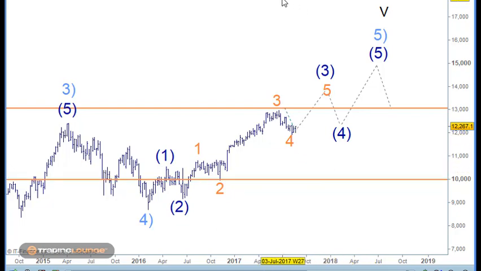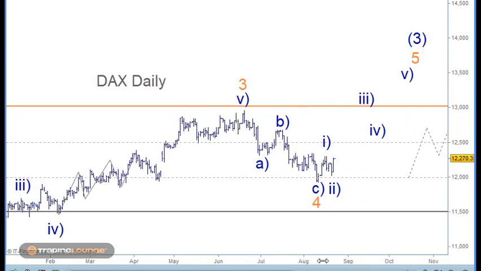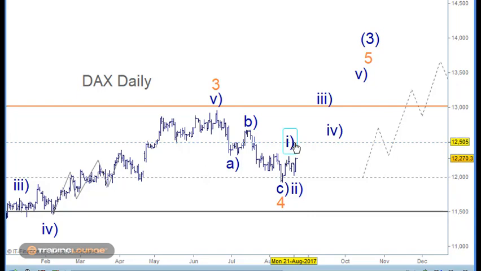So let's move into the daily chart, then the 4-hour chart. On the daily chart, we've got the A, the B, and the C here. Now we're looking at this being wave 1 and back for wave 2, and then pushing up into 1, 2, 3, 4, 5 for the 5th of the 3rd here.